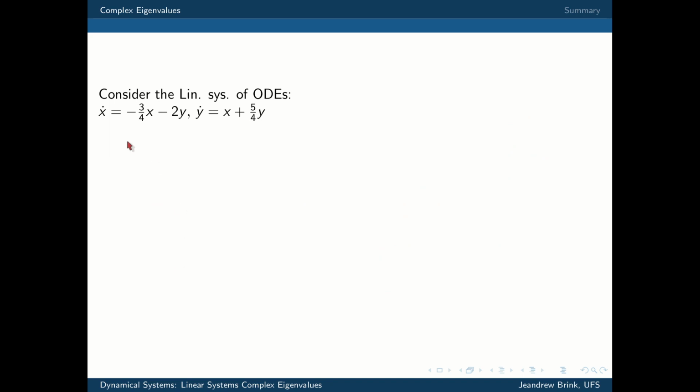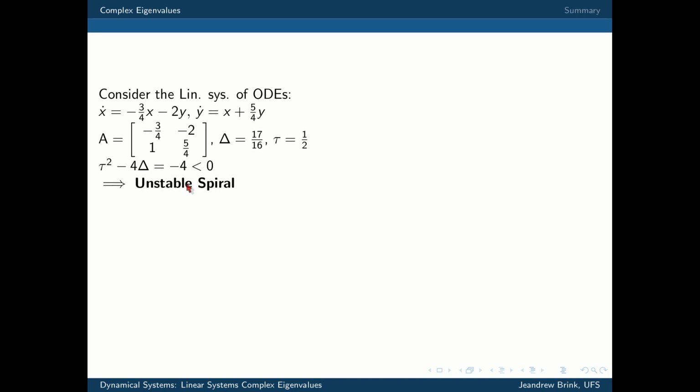Okay, let's consider this linear system. x dot equals minus 3/4 x minus 2y, y dot equals x plus 5/4 y. We once again write down our matrix A, and we work out the determinant and the trace. It's not entirely obvious that it's a complex eigensystem, but we simply work out what this combination that appears in the square root is, namely tau squared minus 4 delta. We find that it is minus 4, and then we immediately know we're going to have complex eigenvalues.